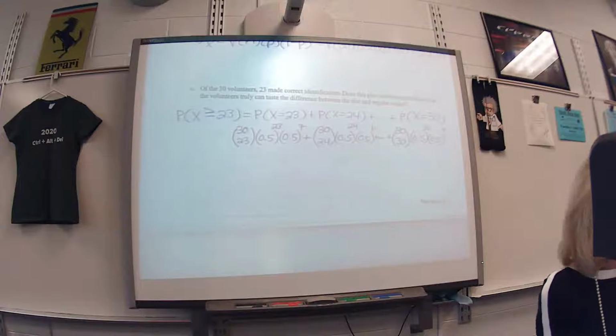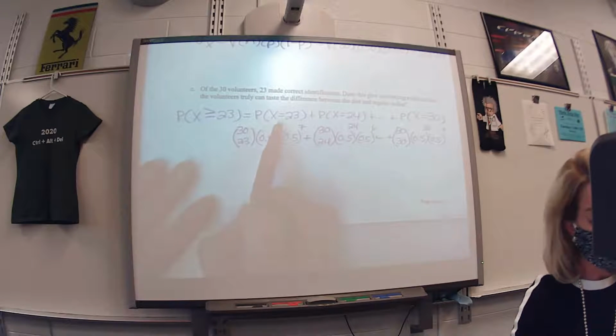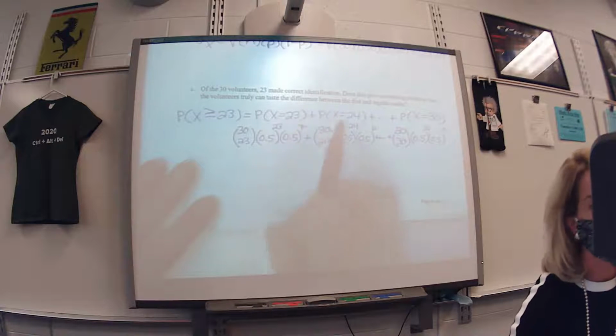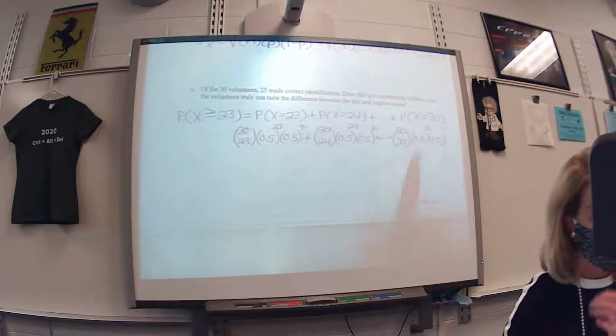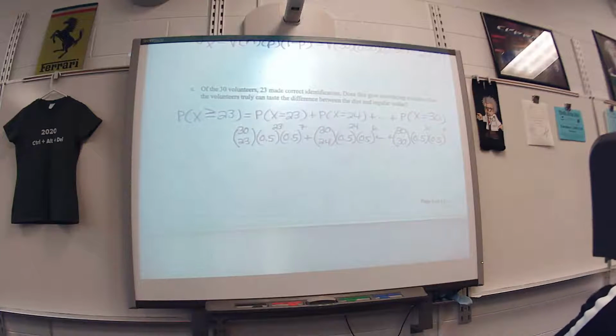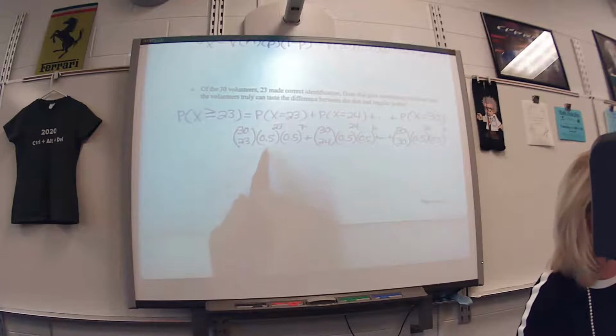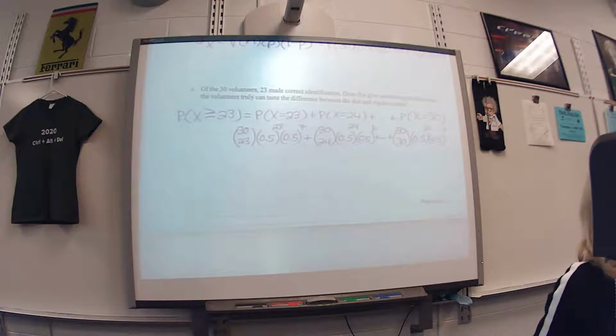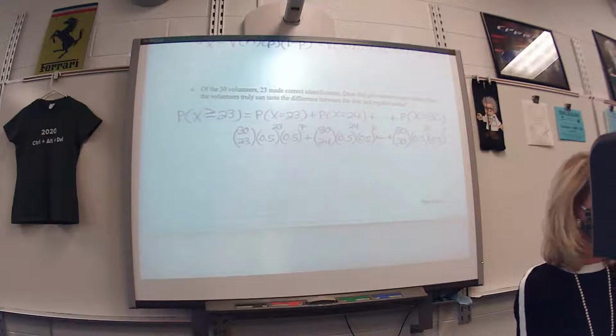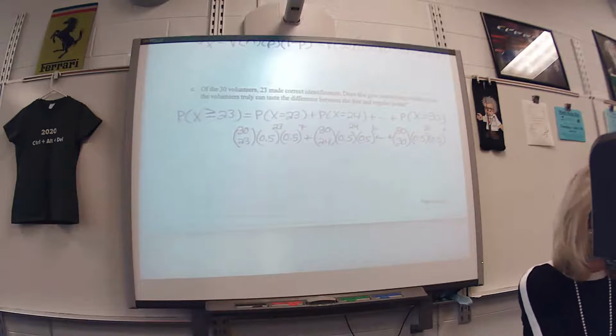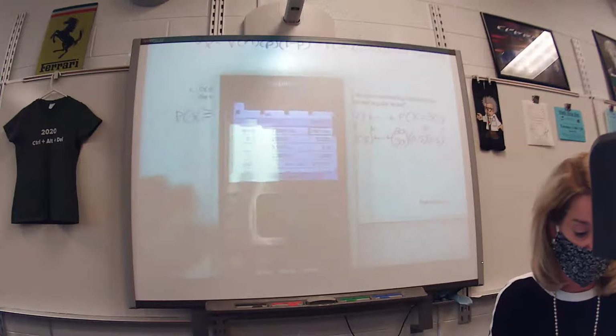You could do this by doing the binomial PDF for every one of these and adding them all together. You learned how to do this in Algebra 2 with me last year or the year before. And that's actually what we did. We typed in each one of these separately and then we added them together. But I didn't bother teaching you back then about the binomial PDF on your calculator.